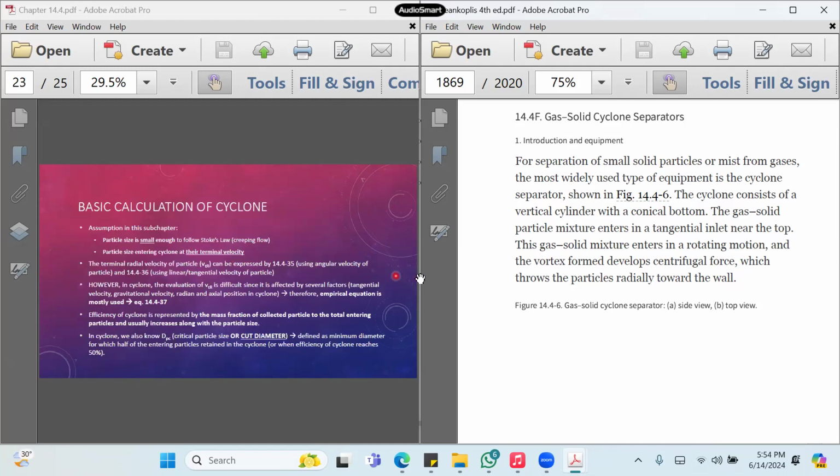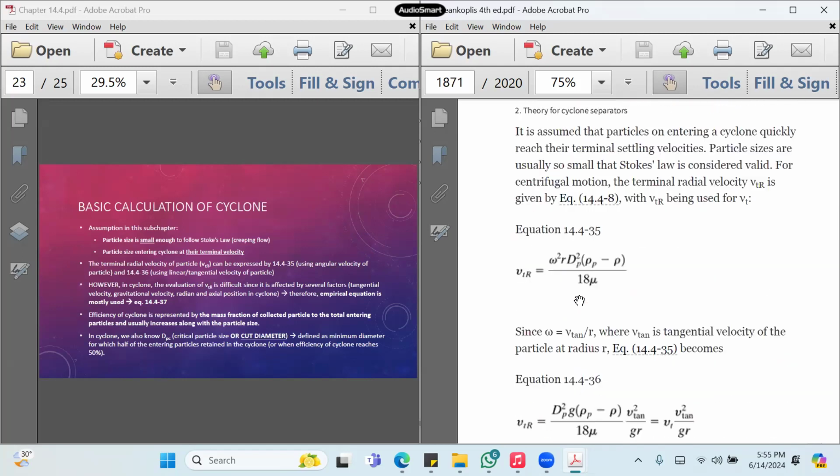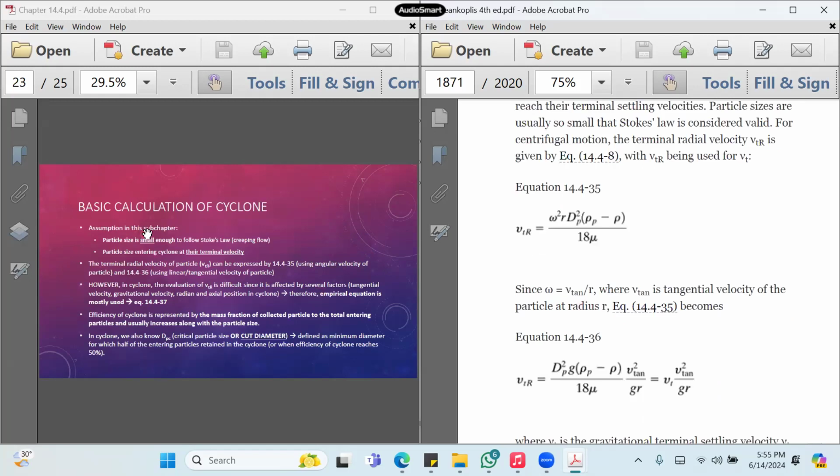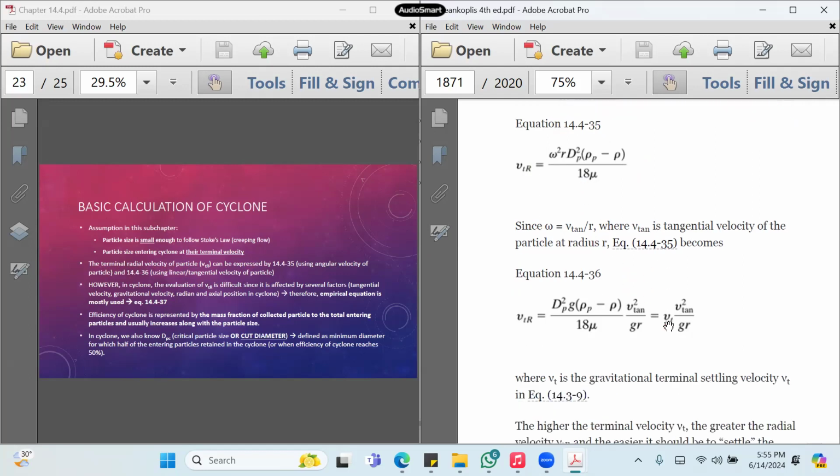Okay, and then this is the basic calculation for cyclone. In this sub-chapter, the particle is regarded as small enough to follow Stokes' law, so creeping flow, laminar. The particle enters the cyclone at its terminal velocity. The terminal velocity of the particle in the radial direction, or VTR, can be expressed using equation 35. It can also be calculated using equation 36 if we have the tangential velocity of the particle.